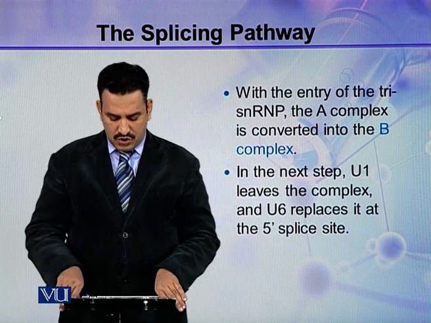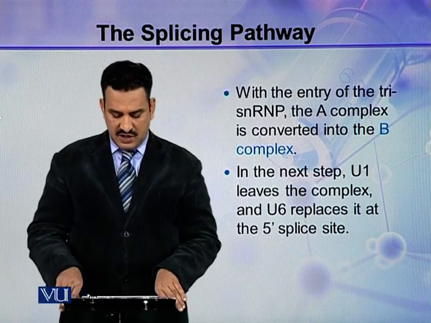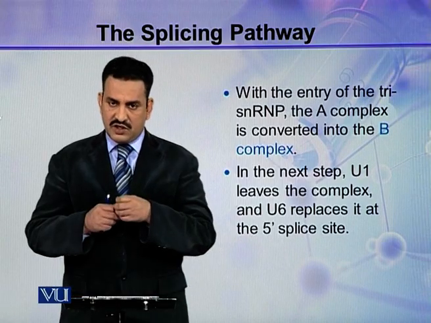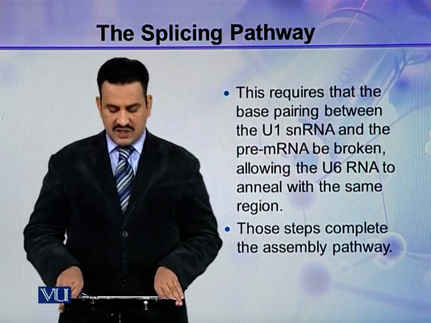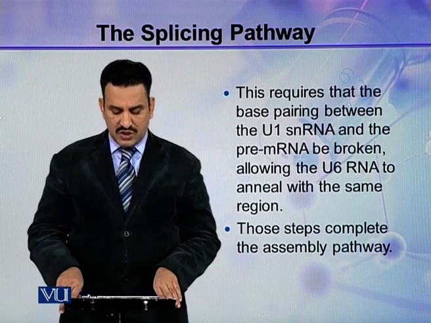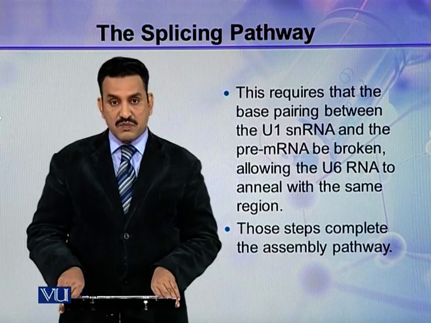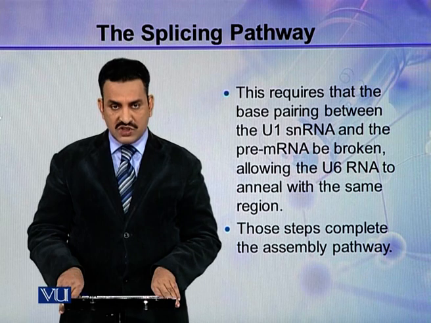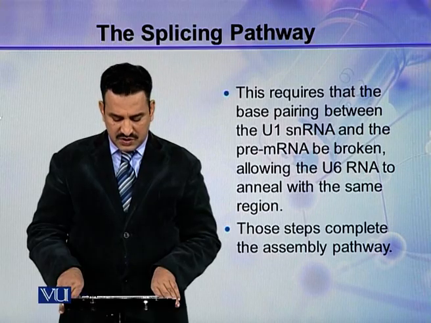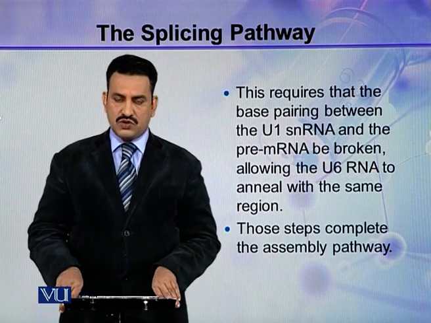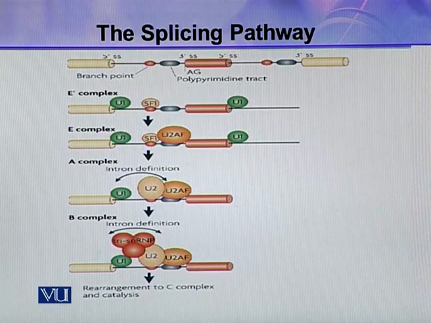In the next step, U1 leaves the complex and U6 replaces it at the 5' splice site. So U1 is removed and U6 comes in. This requires that the base pairing between the U1 snRNA and the pre-mRNA be broken, allowing the U6 RNA to anneal with the same region. Those steps complete the assembly pathway. So this is the sequence of events.